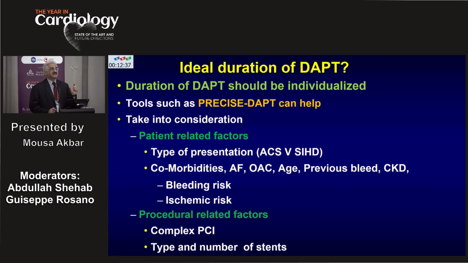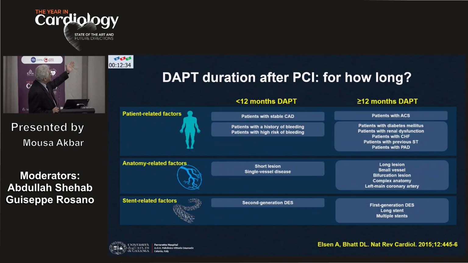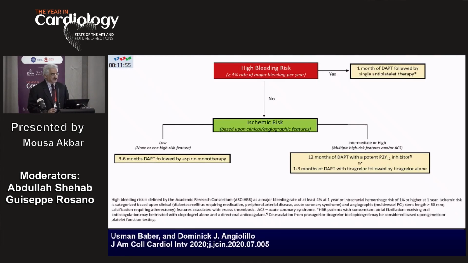So if I want to put them in a table, this table shows you shortening to less than 1 year, 3 to 6 months. You have to take into consideration patient-related factors, as I mentioned. So if the patient has stable coronary artery disease, no risk of bleeding, short lesions, single vessel disease, with a new generation stent, definitely you might consider 3 to 6 months. And if it is a complex case with a lot of comorbidity, anatomy-related factors, long lesion, complex bifurcation, for those you will consider a long duration, 12 months, and perhaps beyond that up to 3 years.